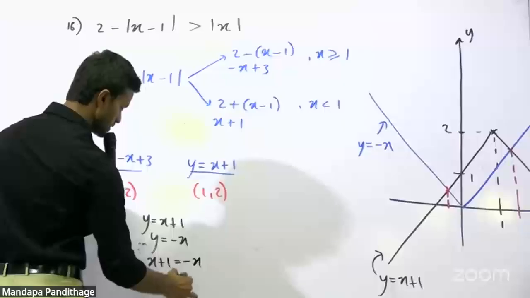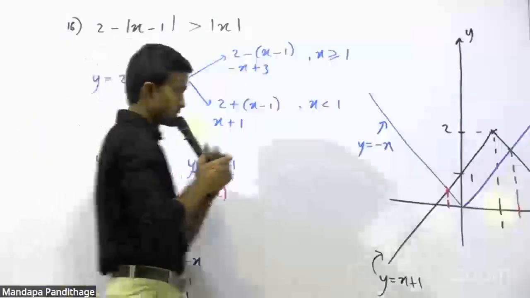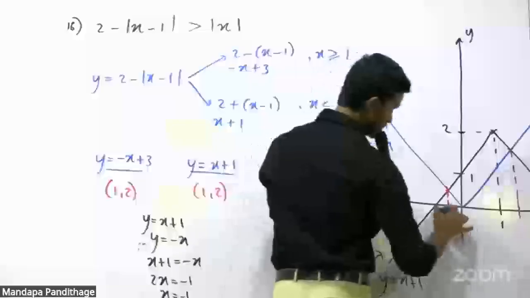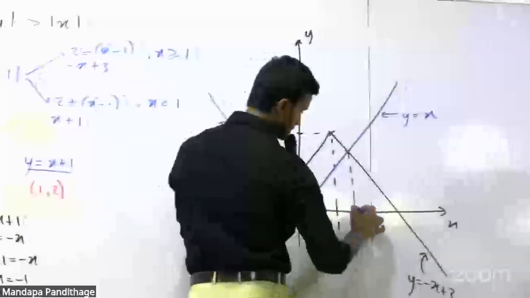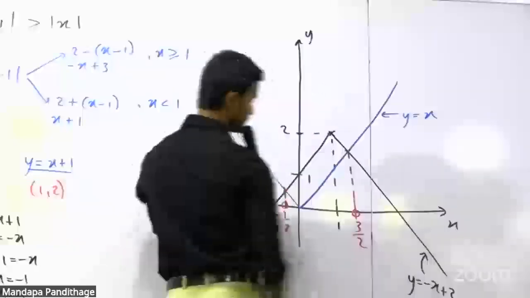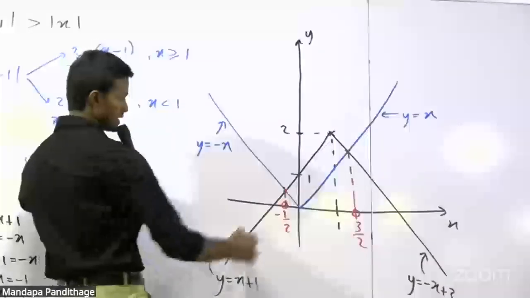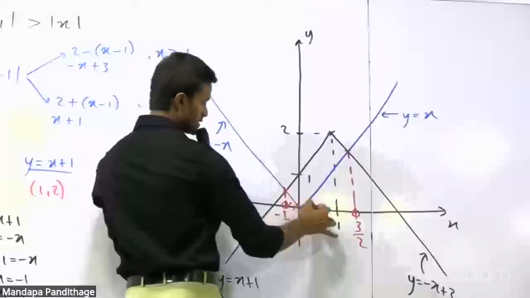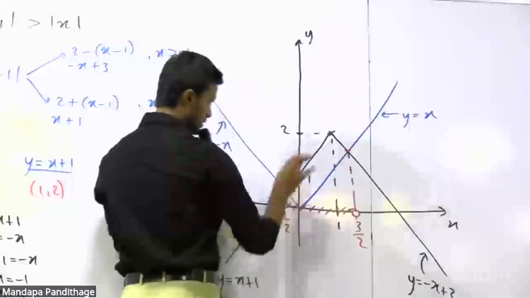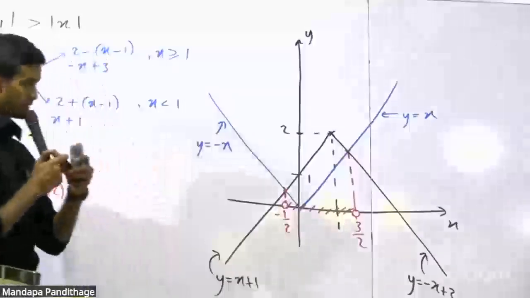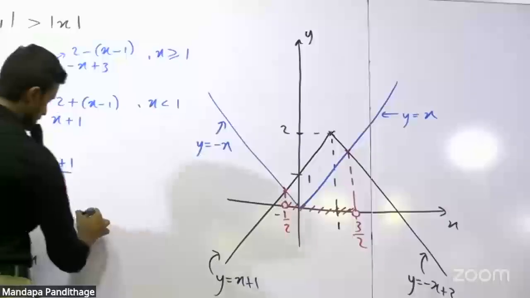So you get 2x is equal to minus 1, so x is equal to minus half. So this intersection point is x is equal to minus half, and this intersection point is x is equal to 3 over 2. You're supposed to find the region where the black colored one is greater. It's clear that the black colored graph is greater in this region. Got it? Okay, so then you can write the final answer.